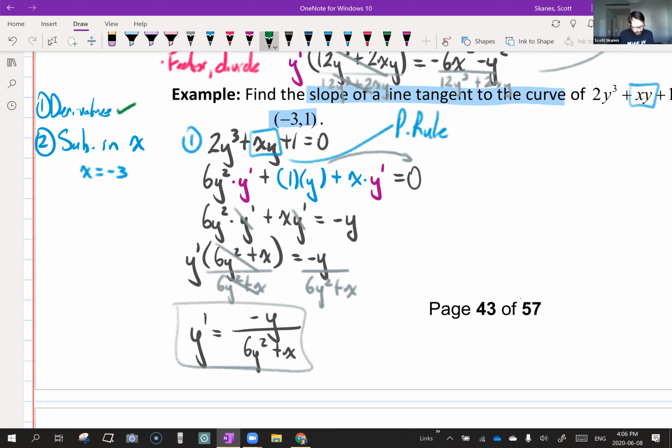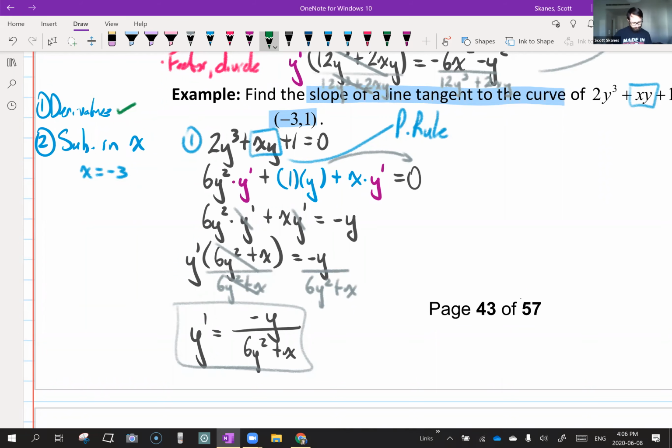I'm seeing negative y over 6y squared plus x, y over 6y squared plus x. I think, Mohammed, you made a small typo, but I think it's basically the same. And yeah, Hamza, the slope of the tangent is indeed negative 1 over 3.